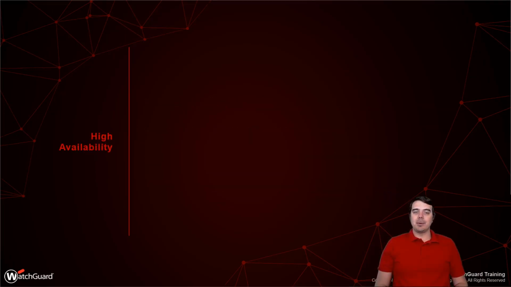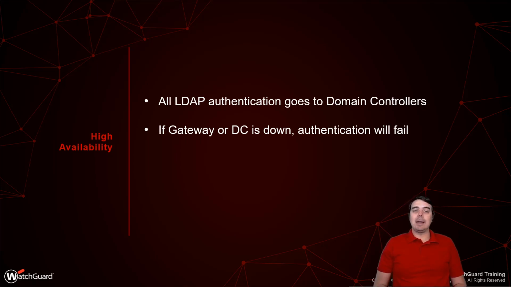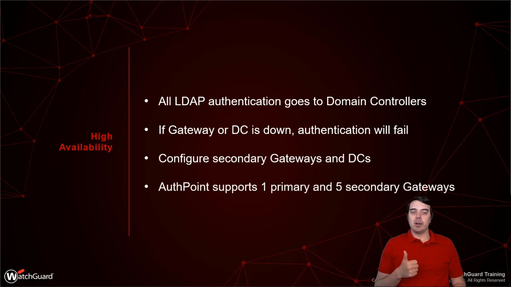When we deploy AuthPoint into a production environment using LDAP and Active Directory, we need to think about high availability. In order to authenticate LDAP users, a gateway and domain controller must both be reachable or authentication will fail. To ensure this always works, we recommend that you deploy at least 2 gateways into your network and configure at least 2 domain controllers that AuthPoint can use. AuthPoint supports 1 primary gateway and up to 5 secondary gateways for any single LDAP environment.